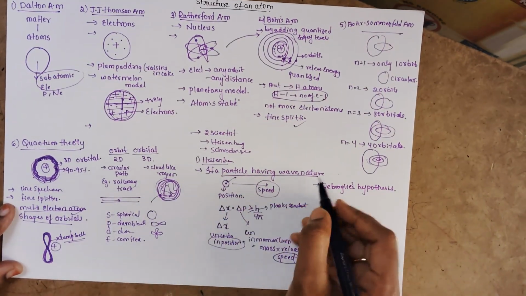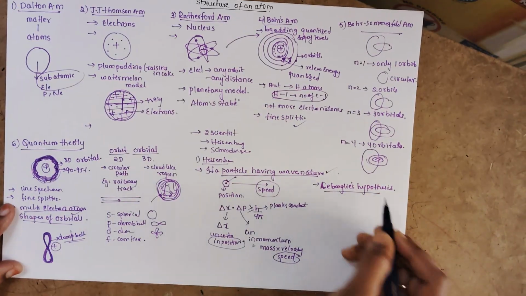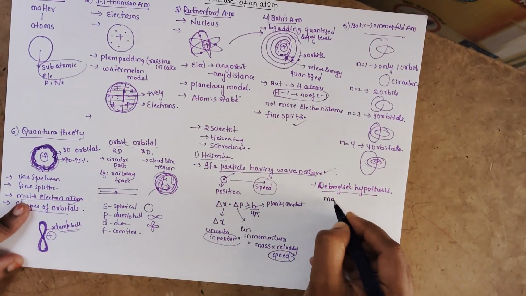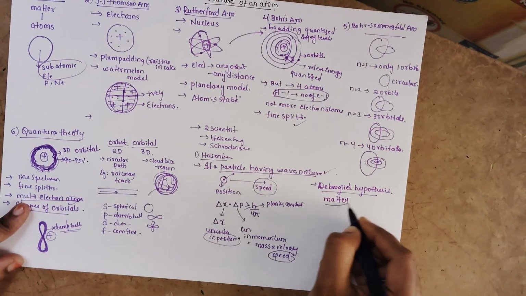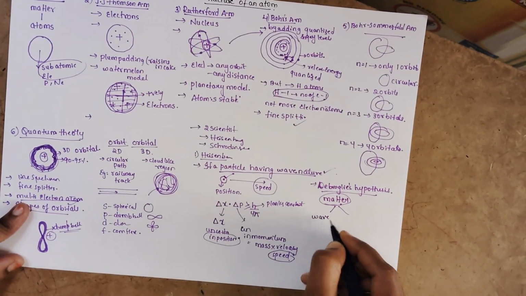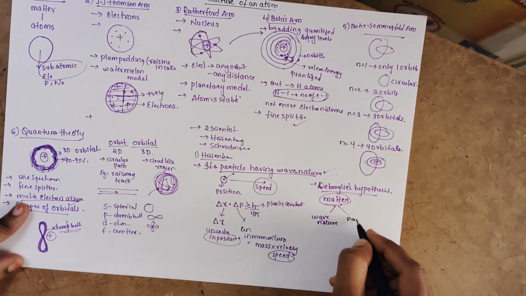What do you mean by this particle having wave nature? In order to make you understand this, you need to know about de Broglie's hypothesis. Here he said that each and everything in our universe that is made up of matter behaves in two ways. One is wave nature, another one is particle nature.